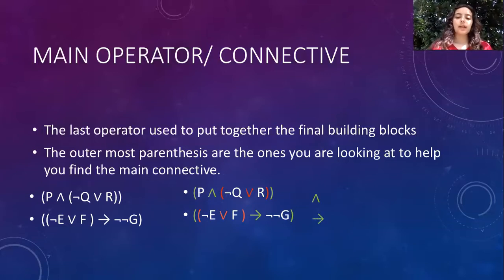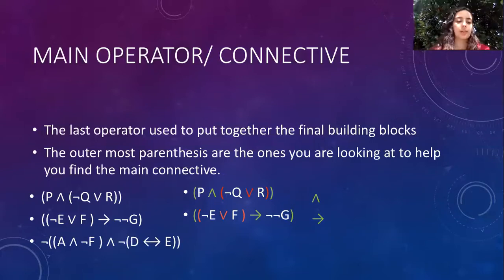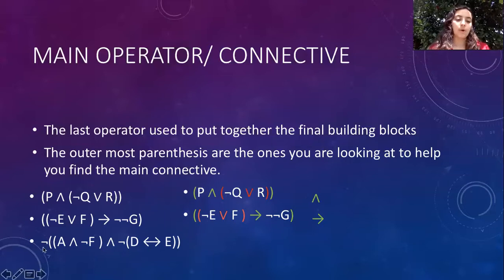Okay, so that's how you get the conditional as the answer. That is your main operator. Okay, what about this example? We've got a lot going on. We've got 1, 2, 3, 4, 5, 6 connectives in here. But don't worry, this is why parentheses are there to help.